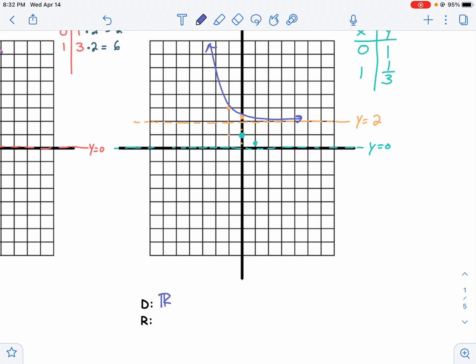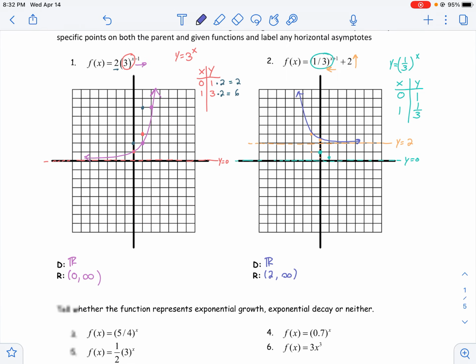Domain is always all real numbers. And in this case, the range is going from, we're at positive 2, and then it will go up into infinity.